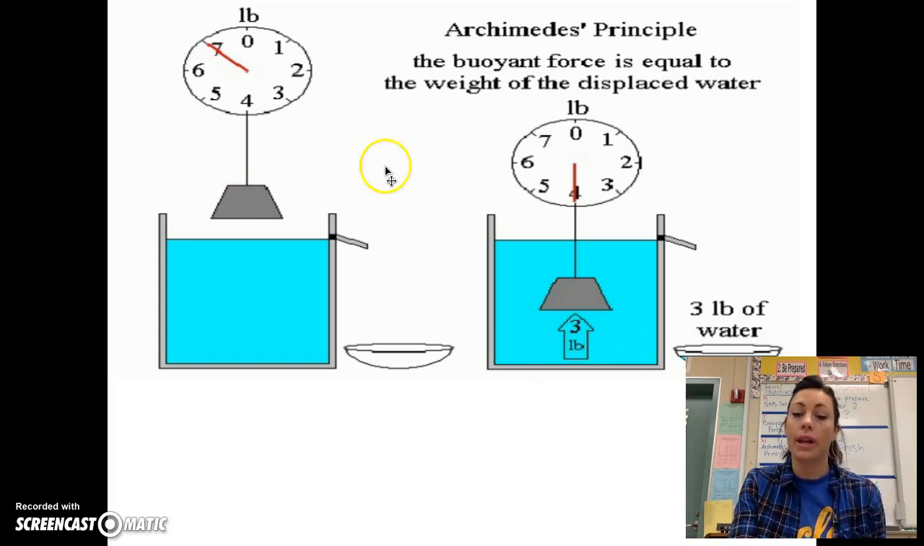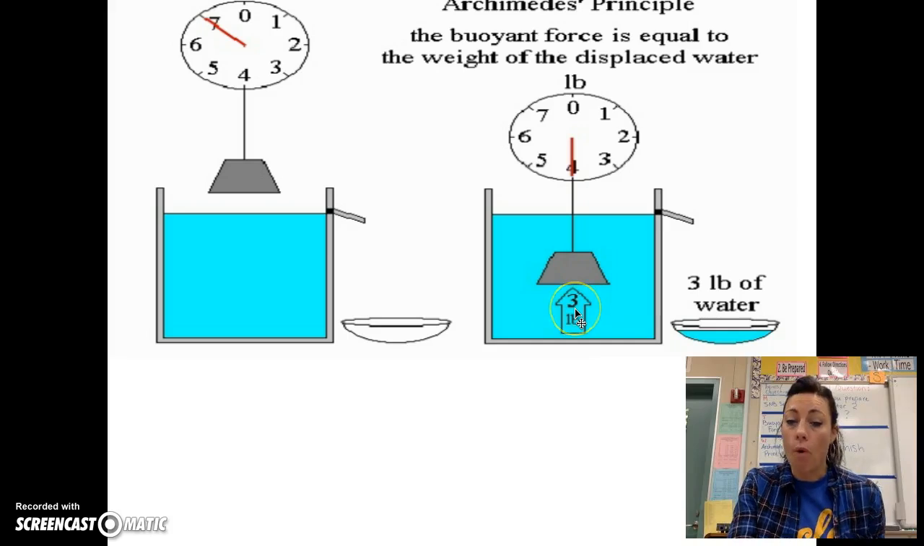Well, then I put it in the water, and now the scale only reads that the object weighs 4 pounds. Well, the object didn't actually lose mass, but there is something else going on here. A buoyant force pushed up on the object, making it look like it was less weight. So it went from 7 pounds to 4 pounds. That gives me a really big clue as to how much buoyant force is pushing up on it. It must be 3 pounds. 7 minus 4 is 3 pounds.